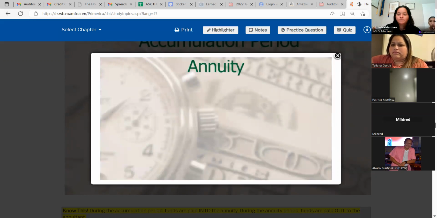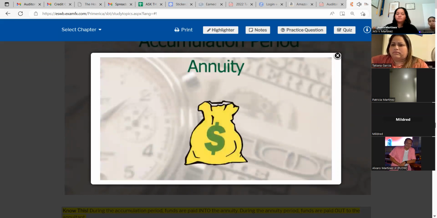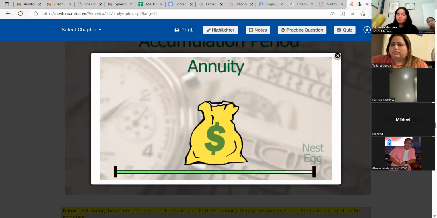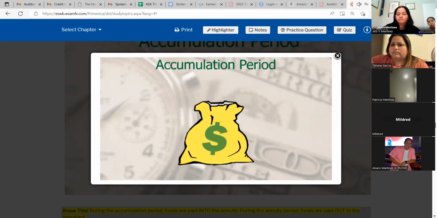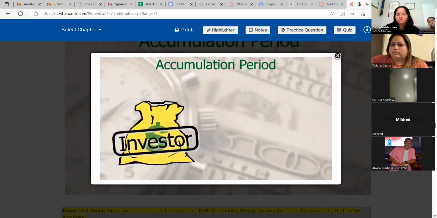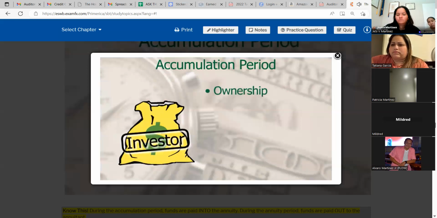A simple way to look at how an annuity works is to think of a bag of money that an investor accumulates over a period to use as a financial nest egg. When the accumulation period begins, the investor opens the bag and places an initial sum of money inside, and, in the case of a deferred annuity, starts making periodic deposits into the bag when he has a financial opportunity.